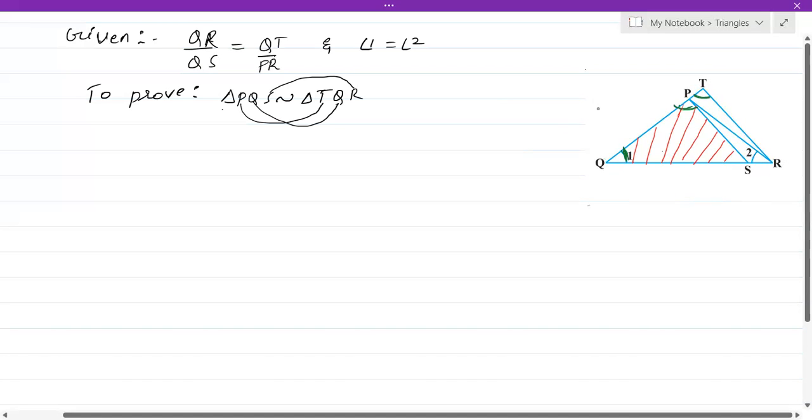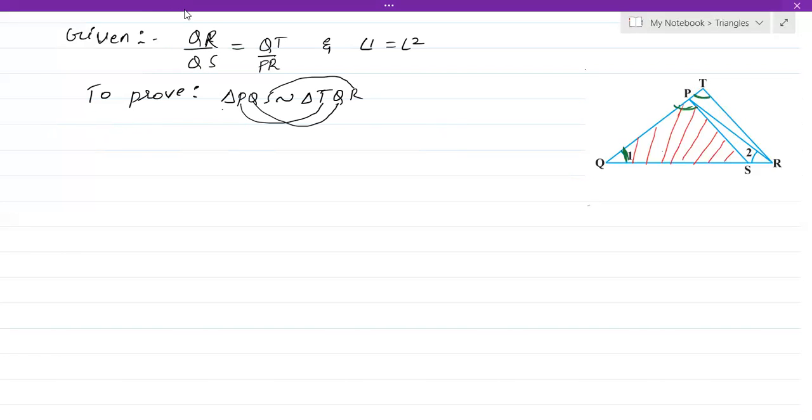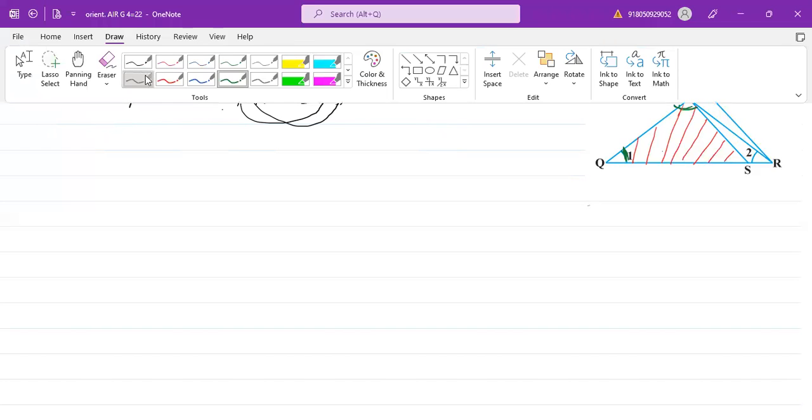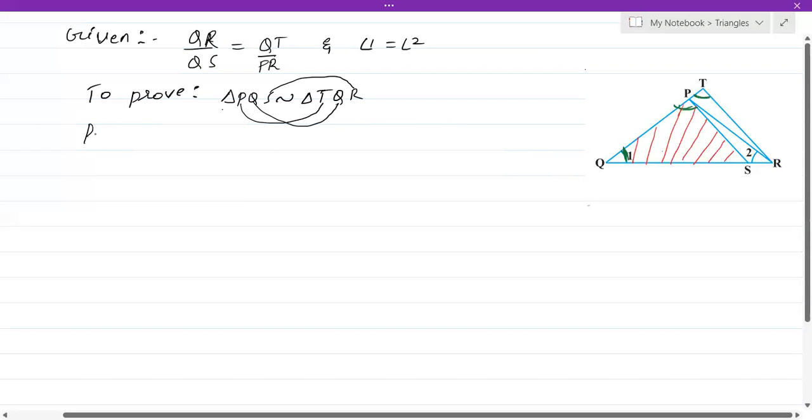So here, we know that only one angle is equal. To prove triangles are similar, we at least need two angles to be equal. But here we know only one angle is equal, which means we have to use some other criteria other than AA criteria. So let's come to the proof. So in the proof, let's take triangle PQS and triangle TQR.